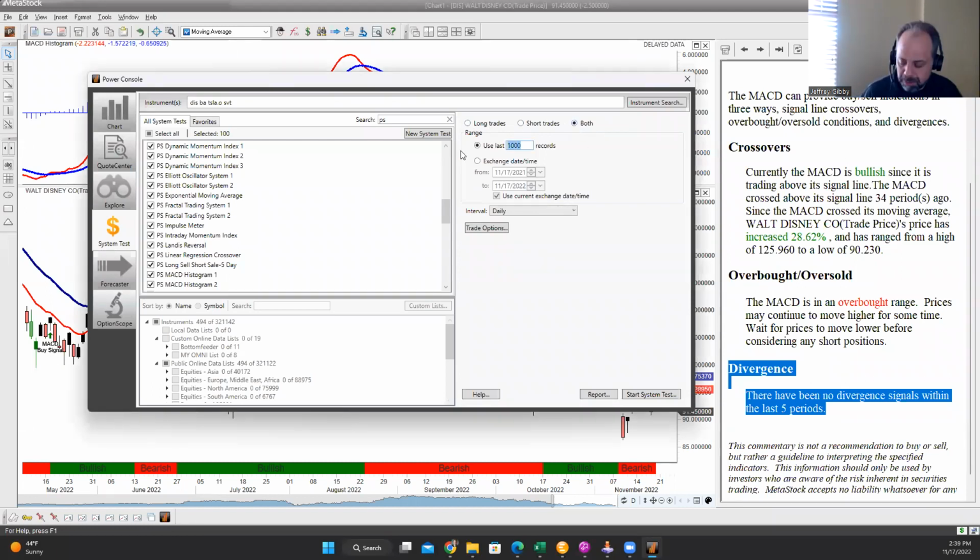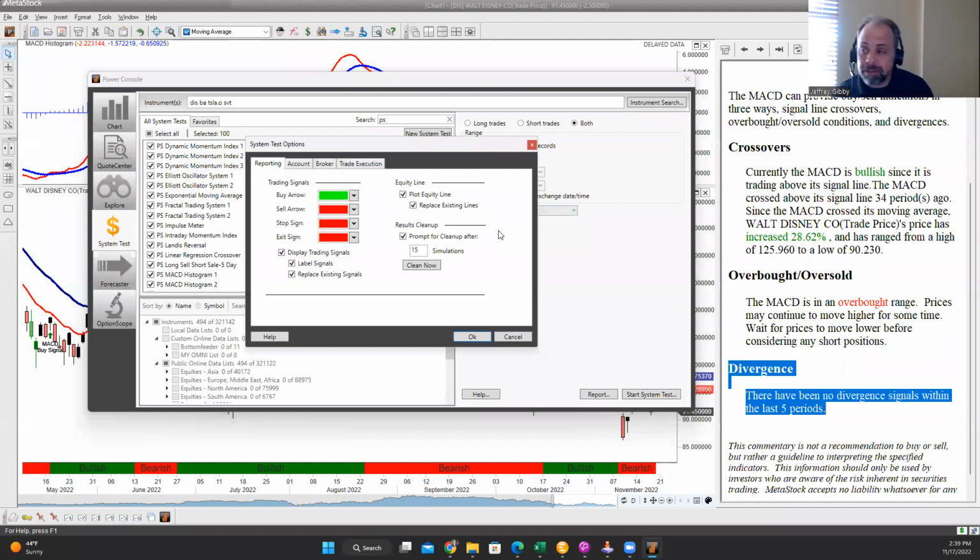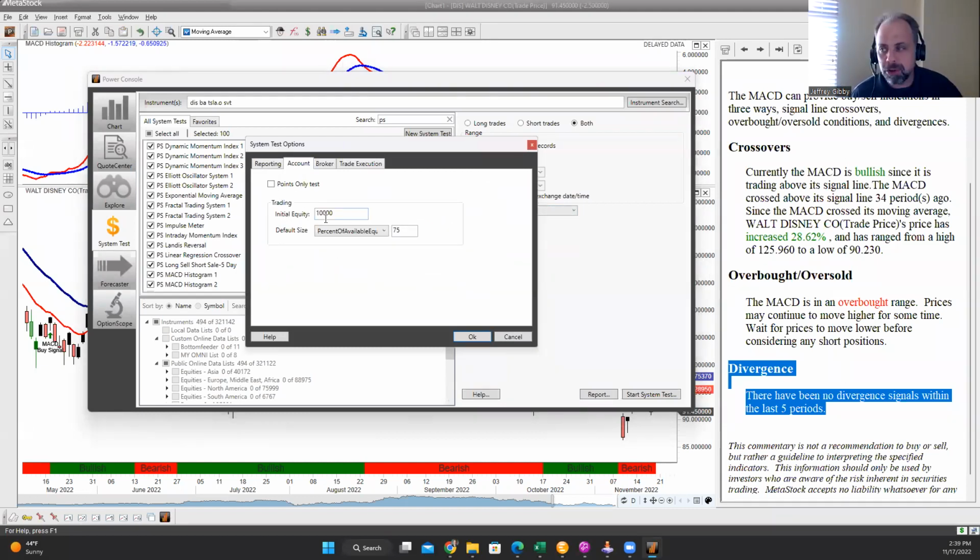I'll have it test maybe about 500 records. 500 records on a daily basis is just under 2 years. There are about 252 trading days in a year, so let's do 504. That should be pretty close to 2 years. Now, when I have it do its hypothetical test, I'm going to set up some parameters for it. Under account, I'm going to have it start with 10,000 for its simulation account.